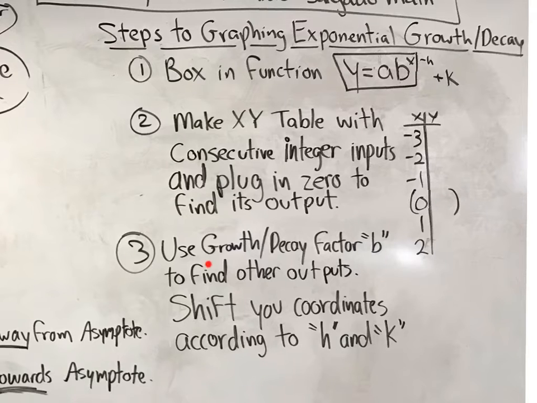Now from there, use the growth or the decay factor, which is your b value. Use the growth or the decay factor to get from that single output that you got by plugging in 0 to your other outputs.